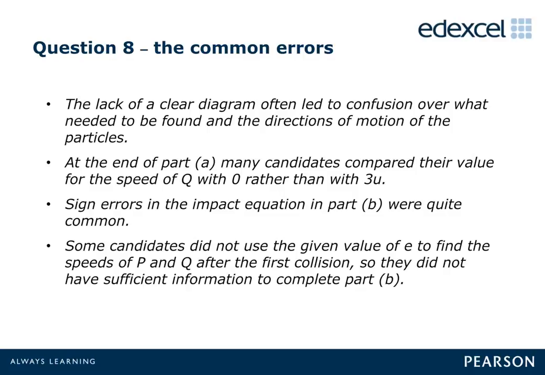Sign errors in the impact equation in Part B were quite common, especially for those candidates working without a diagram. Some candidates did not use the given value of E to find the speeds of P and Q after the first collision, so they did not have sufficient information to be able to complete Part B.